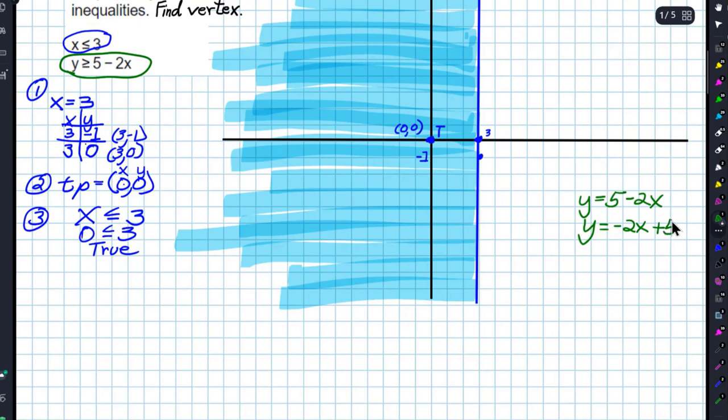That's the line. So I'm going to make a real live XY chart, the kind I know how to do so well. If x is 0, that'll give you negative 2 times 0, which is 0. So you'll be left with 5. If x is 0, y is 5.